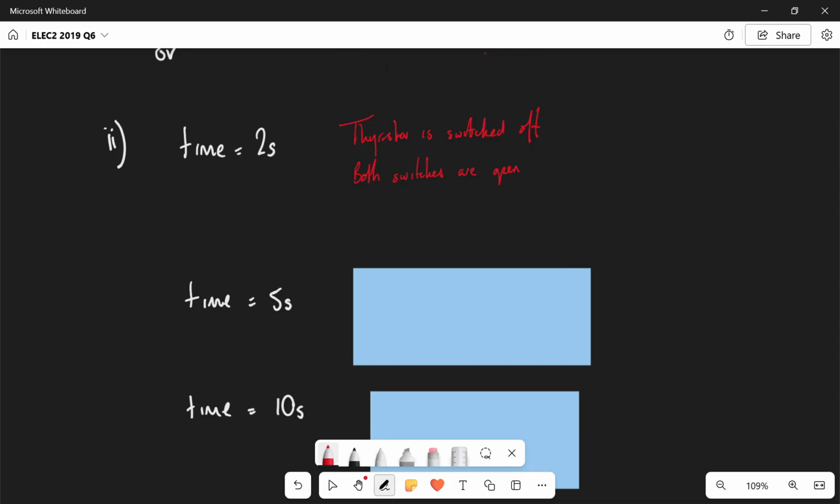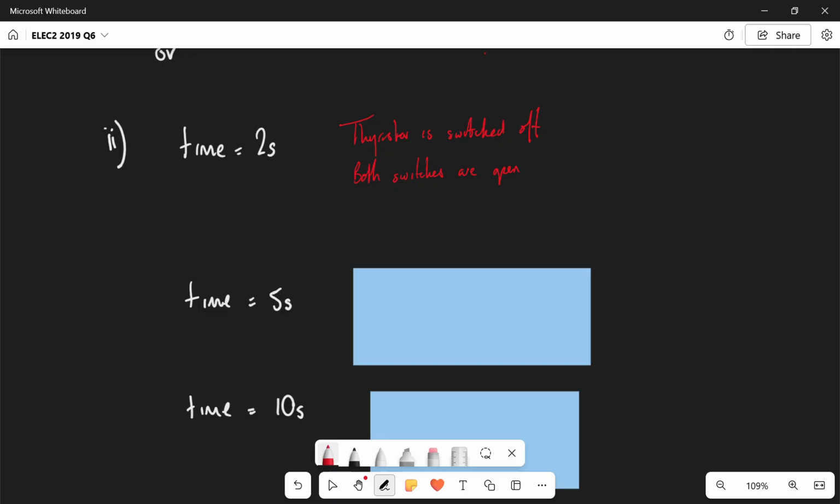Well, the thyristor is switched off and both switches are open. How do we know that? Well, we know that the thyristor is switched off at 2 seconds because the voltage at P is 24 volts, and that suggests that the thyristor has a large resistance, which means it's switched off. If it was switched on, it would allow current to flow, effectively have a very low resistance and a low voltage across it. And we can see that the signal at Q is also high, which suggests that the switch is open.